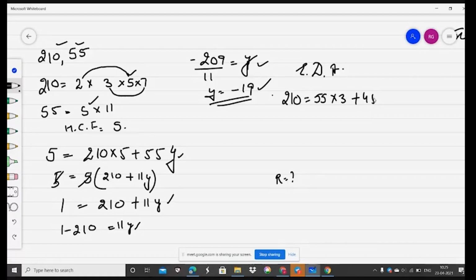Absolutely right. Now 55 equals 45 into 1 plus 10. 45 equals 10 into 4 plus 5. Very good. Now 10 equals 5 into 2 plus 0. Now 5 is the highest common factor. Very nice. Now, what will we be doing?